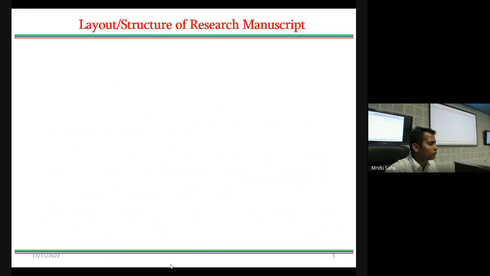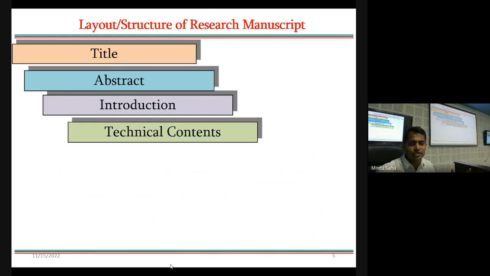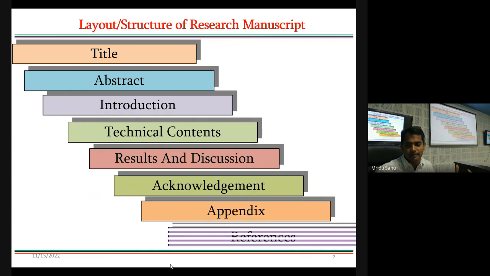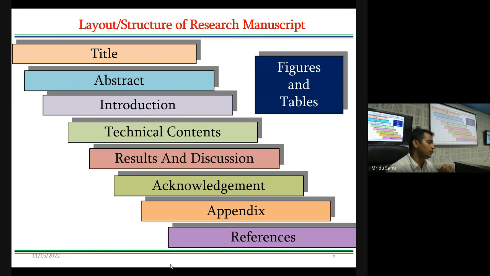If you talk about the layout of the research article, as we all belong to the research community, we know this is obvious. A research paper should have a title, an abstract, an introduction section, technical content, results and discussion, acknowledgement, appendix, and references, and these should be supported at relevant places with proper figures and tables. If you get all this content together and put it in a proper order, your research article will be ready, right? In the coming sessions, I'm going to discuss how to write these particular segments.